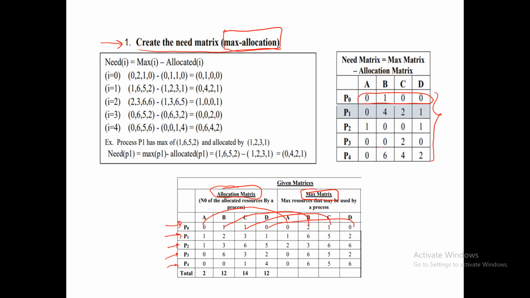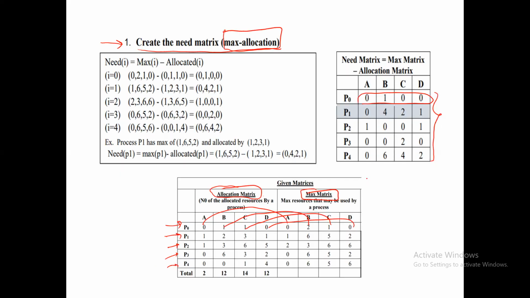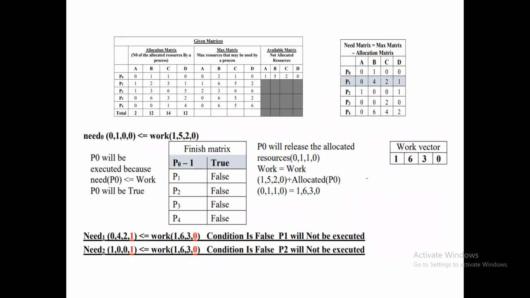And given to us is basically this availability, 1 5 2 0. How this 1520 can be utilized for further allotment while avoiding deadlock is the challenge here. Now let's move on. To avoid deadlock, we will take a work vector. The initial availability will be allotted to work. We'll start with that as the initial work.